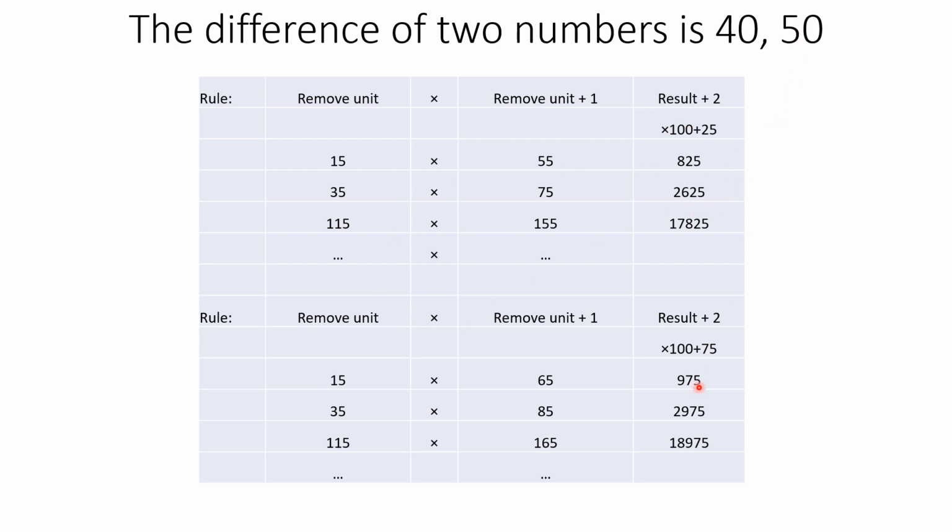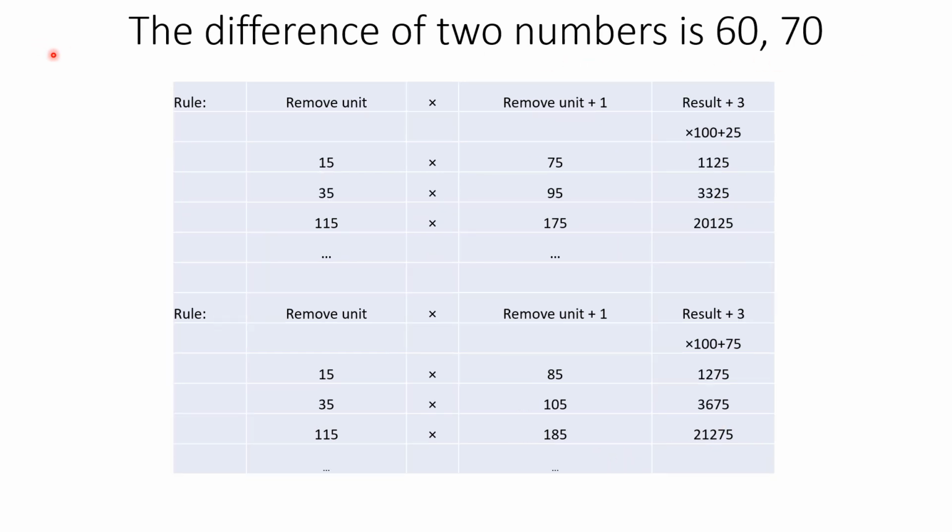Same thing with 50, except now it ends with 75, right? So 15 times 65, remove the 5's. 1 times 6 plus 1, 1 times 7 plus 2, 9, 975. 35 times 85 equals 2,975, right? So remove the 5's, and then add 1 to the bigger number, so 3 times 9, 27, plus 2, 29, 2975. It's the same thing with 60 and 70, except now it's plus 3 and plus 3.